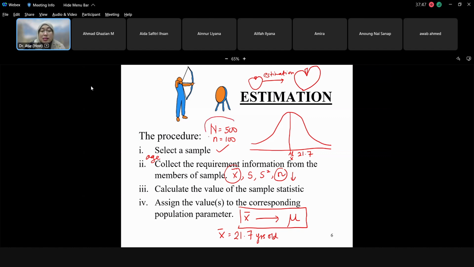Let's say I ask someone else to do the same process, but this time that person calculates the mean of the whole participants. Let's say that person found out that the mean is actually 22 years old. So I can conclude that the mean from my sample can represent the actual mean age of the whole population, because 21.7 is very close to 22. It means that my estimation is good. That's what we want to do.